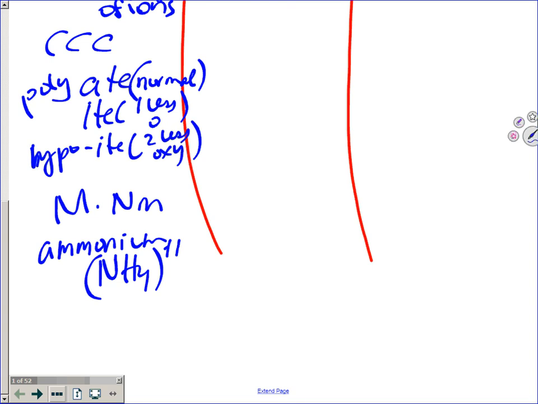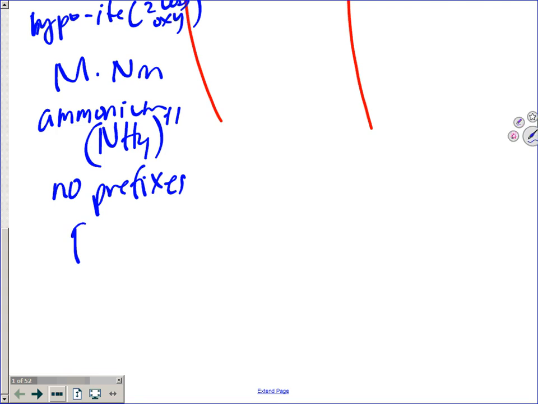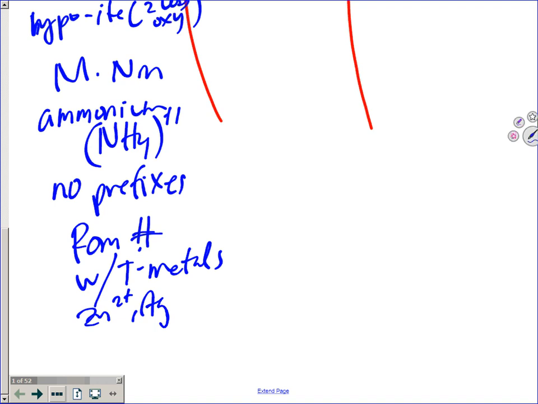Anybody else? There's a big gap here in the ionic world. Do we use prefixes? No, so no generic prefixes like mono, di, tri. So also the middle area on the periodic table, those are called the transition metals, and what do we indicate with them along their name? Roman numeral charge. Okay, so Roman numeral with transition metals, except for which transition metals? Zinc, because it always has a 2. Silver always has a 1, and cadmium always has a 2. So those don't need them since they're always the same charge.